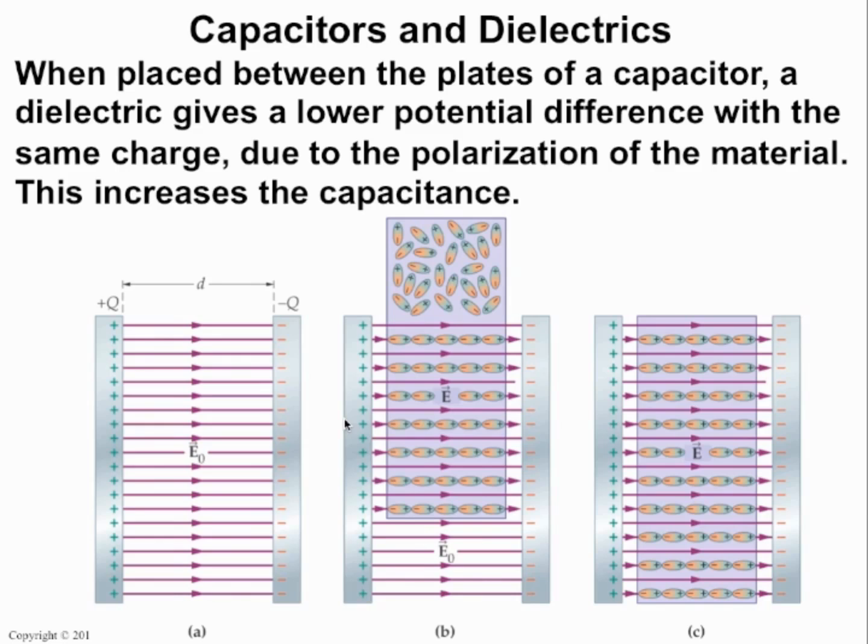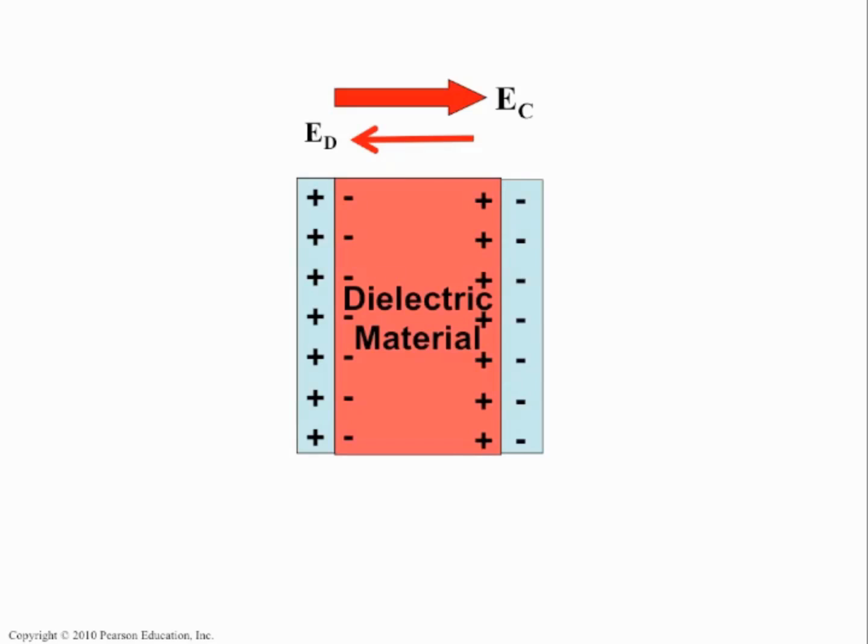Capacitors and dielectrics. When placed between the plates of a capacitor, a dielectric gives a lower potential difference with the same charge, due to the polarization of the material. This increases the capacitance. Now it might not be readily apparent why this is true, so let me quickly explain that. Okay, so why does a dielectric increase capacitance? Well, let's look at why here.